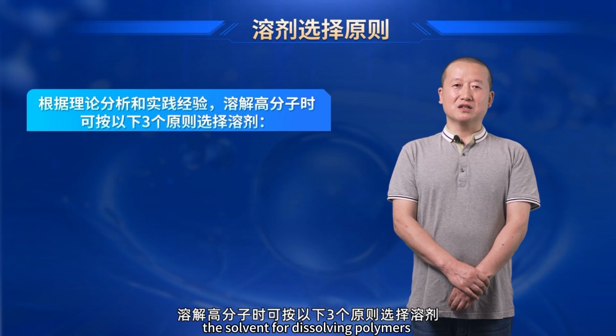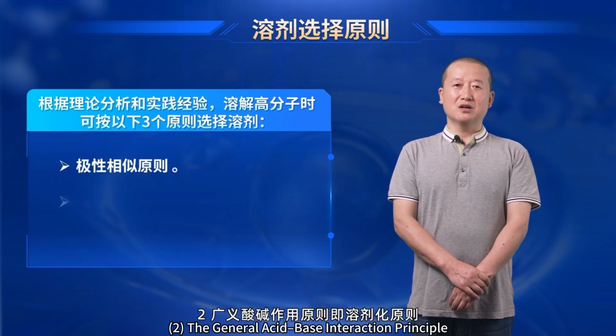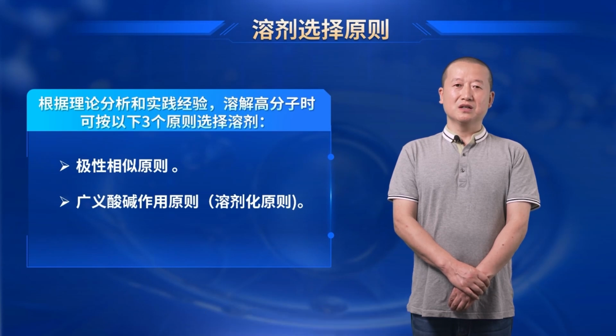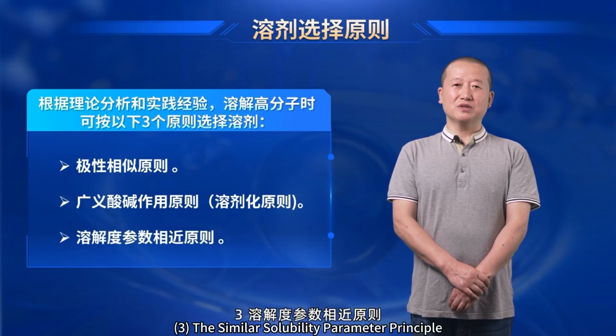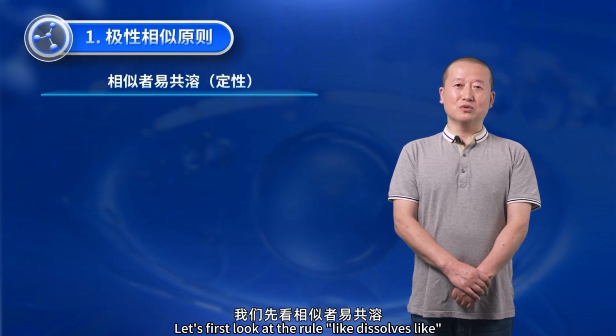The solvent for dissolving polymers can be selected according to the following three principles. First, the principle of similar polarity. Second, the general acid-base interaction principle, also known as the solvation principle. Third, the similar solubility parameter principle. Let's first look at the rule like dissolves like.